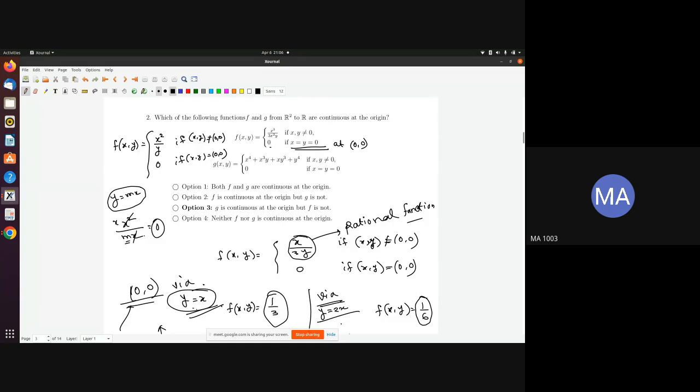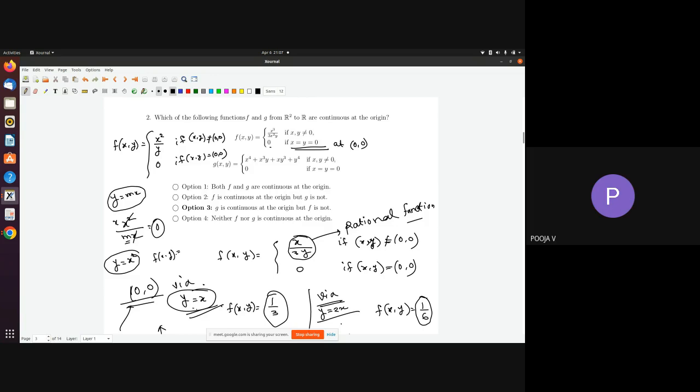So when I am approaching by any straight line, it is always 0, but that does not guarantee that the limit is 0, because there may be some other path which is not a straight line. Let's consider this path, y equal to x square. This is a parabola, right? And via this path also I can approach (0, 0), because (0, 0) is on this parabola, correct?